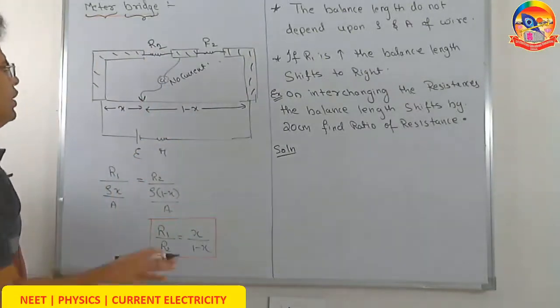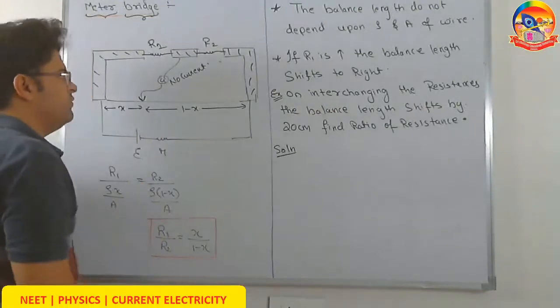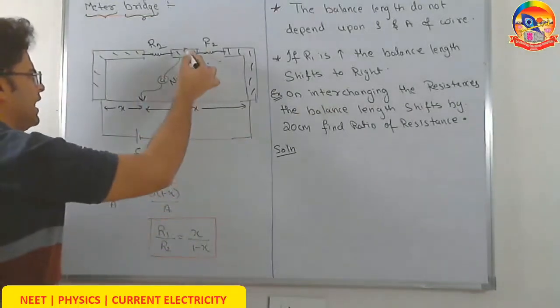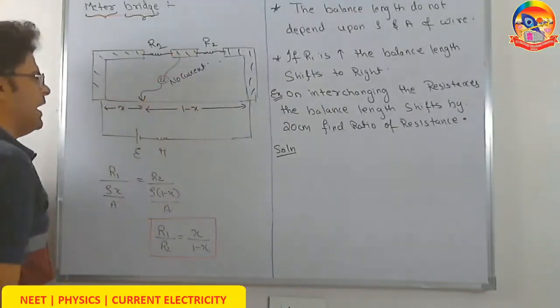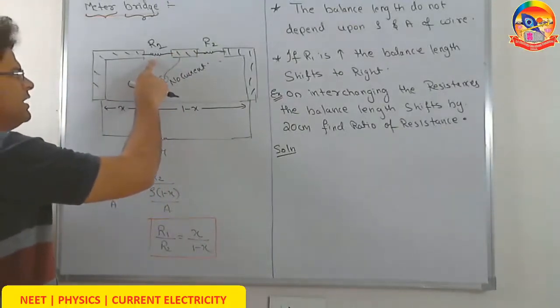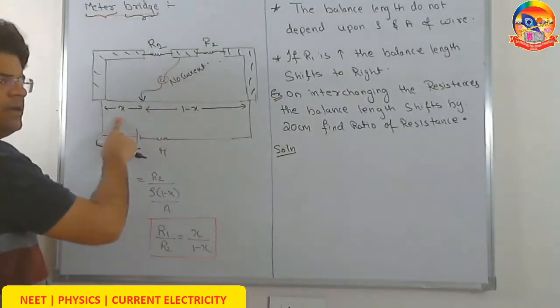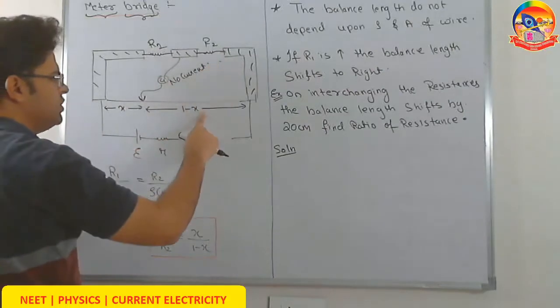So, using the equation of Wheatstone bridge, whenever a Wheatstone bridge is balanced and no current flows through the central line, then we can say the resistance of this part upon the resistance of this part equals the resistance of this part upon the resistance of this part.